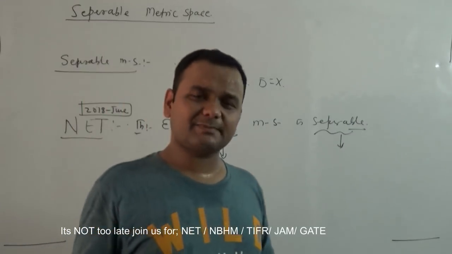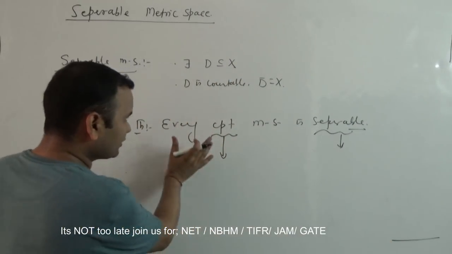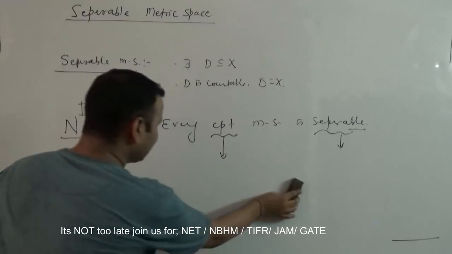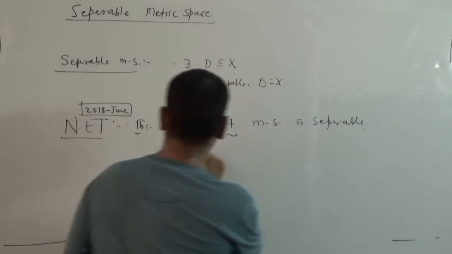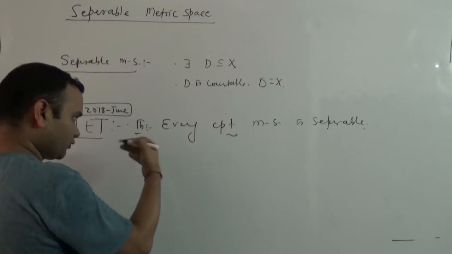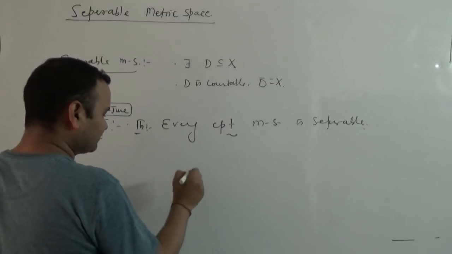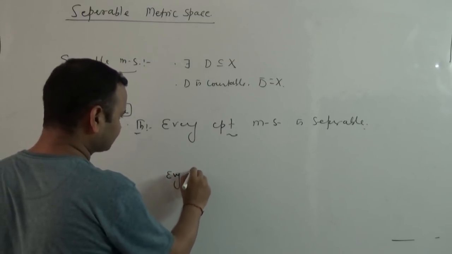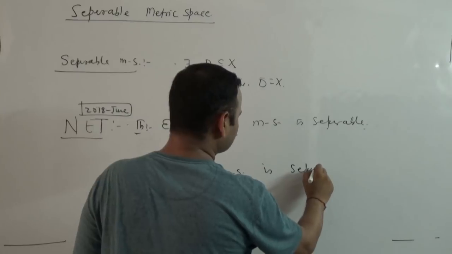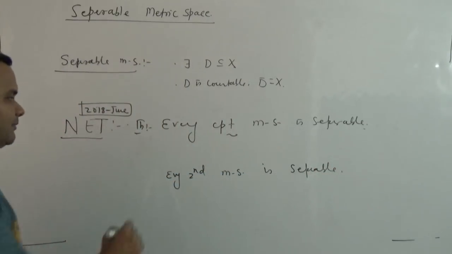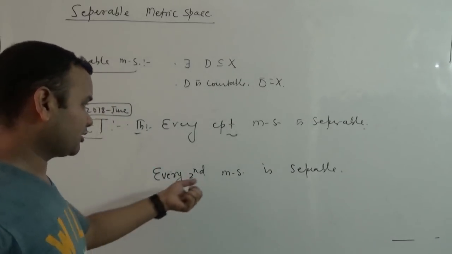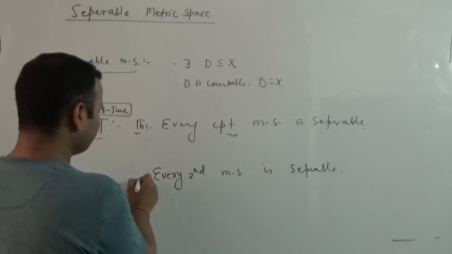What about: every topological space is separable? So you have seen that any compact matrix space is separable, okay? And any other examples? So this needs proof, right? This demands a proof. The hint of this proof lies here: every second countable matrix space is separable. Any second countable matrix space you take, it's always separable, okay? This is number two.